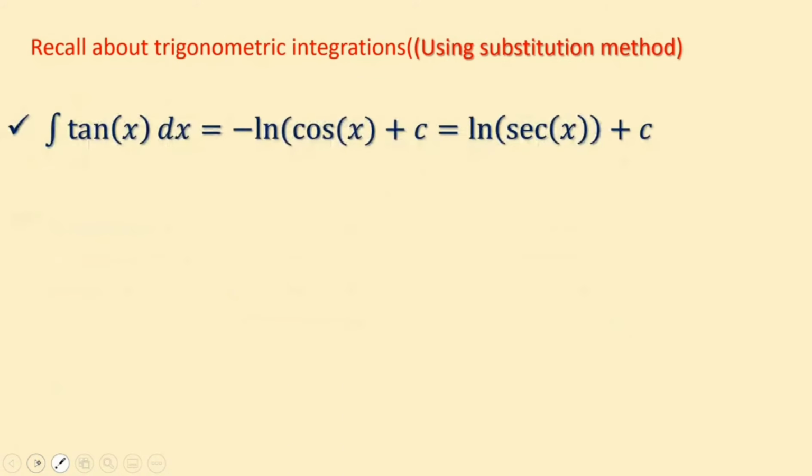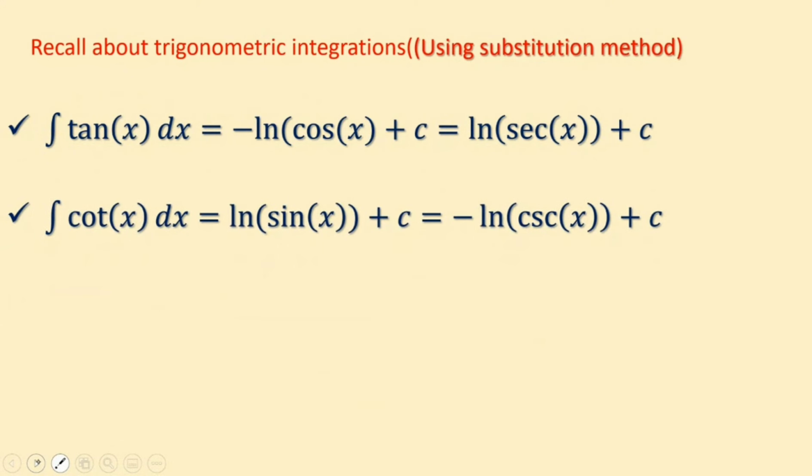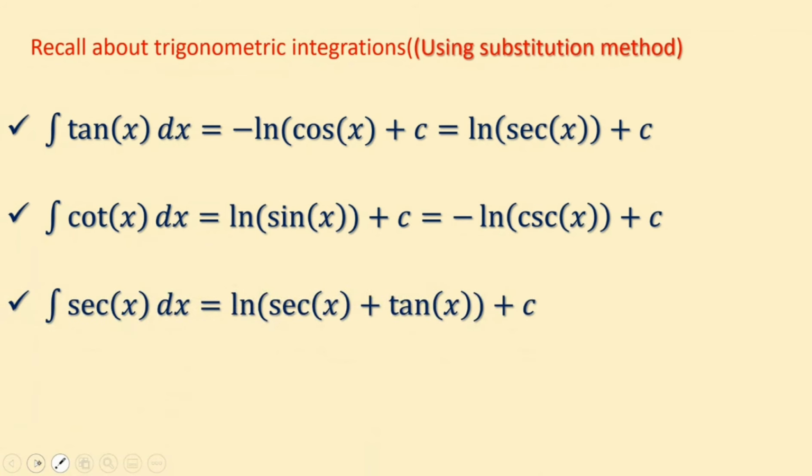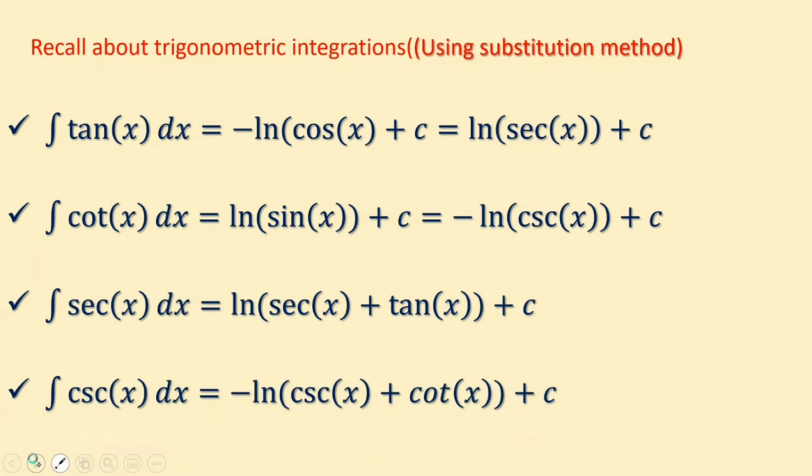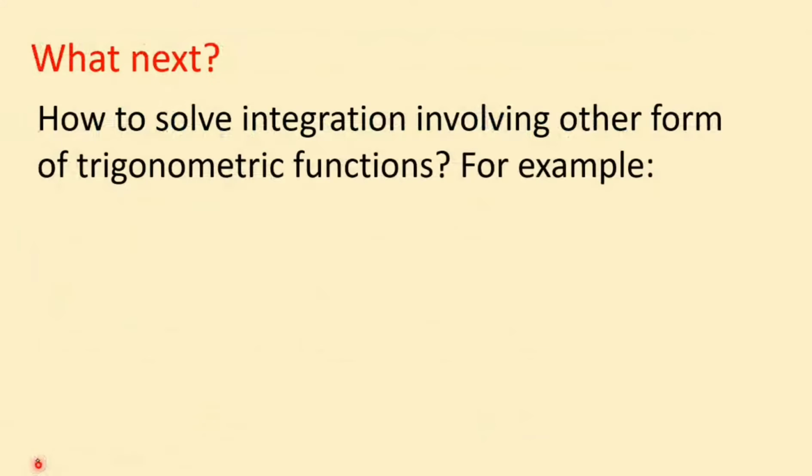Now we have some integrations using the substitution method. Integration of tan x is equal to minus ln cosecant x plus c, which is equal to ln secant x plus c. Integration of cotan x is ln sin x plus c. Integration of secant x dx is ln secant x plus tan x. And integration of cosecant x is minus ln cosecant x plus cotan x plus c.